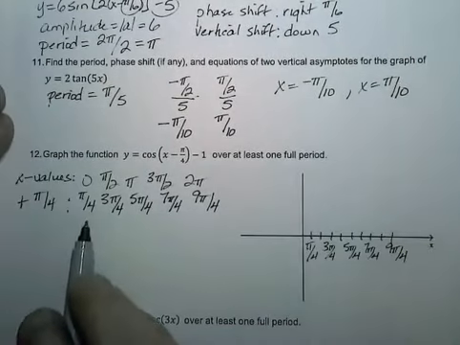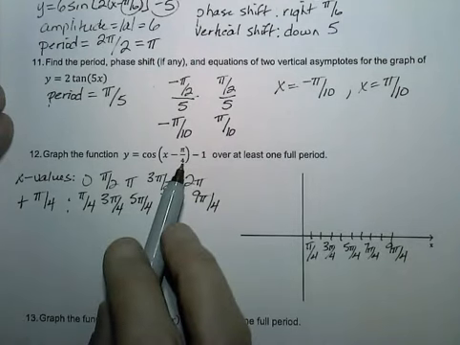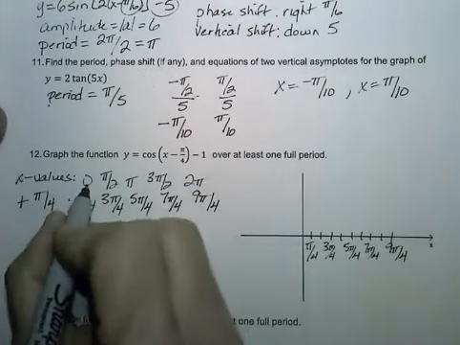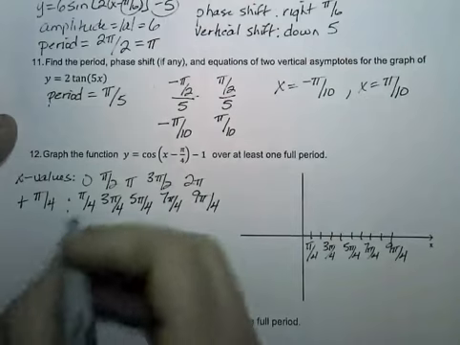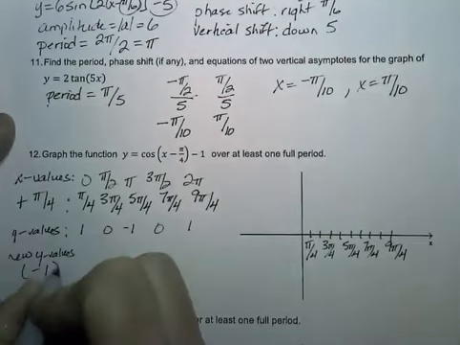Now we also want to think about what's going to happen to our y values. Remember that cosine starts at a maximum and goes down. So normally at this value, our y value would be 1. So here it would be 1, here it would be down to 0, then negative 1, back to 0, and back to positive 1. We're going to take each of these and subtract 1 from it.